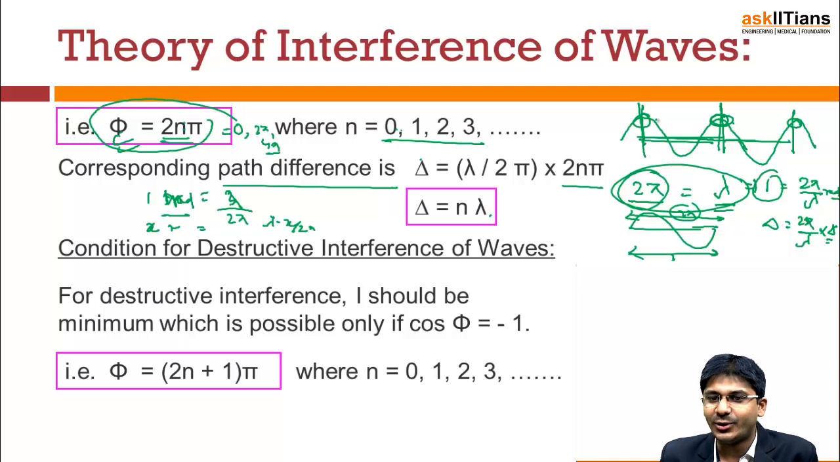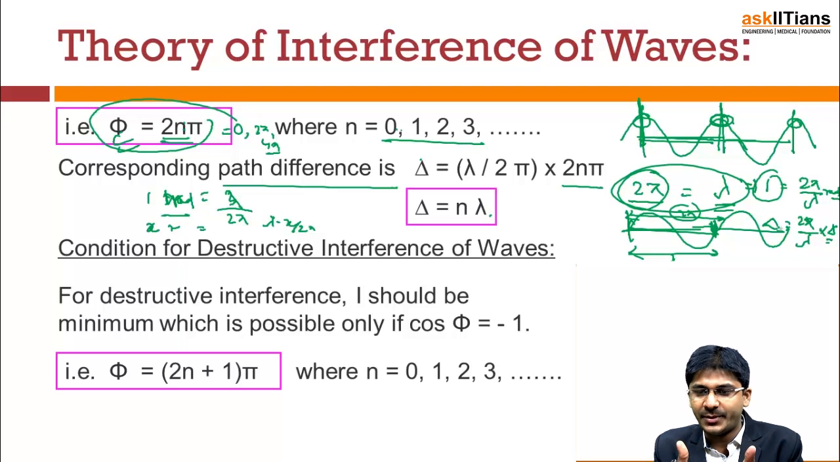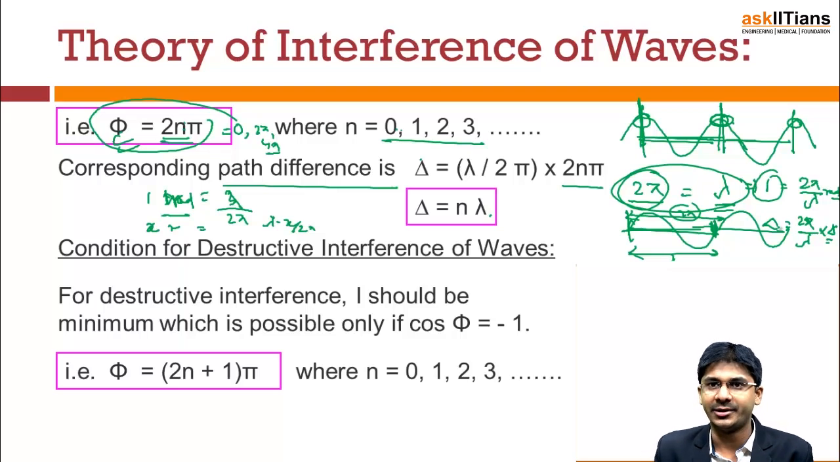Means if you have a path difference of 1 wavelength or 2 wavelength or 3 wavelength, wavelength means this portion, you will have a constructive interference. That means because after this it repeats. So even if this whole thing changes to this portion, there is no difference. If you have a path change of 1 lambda, that doesn't make a difference because it's exactly the same.